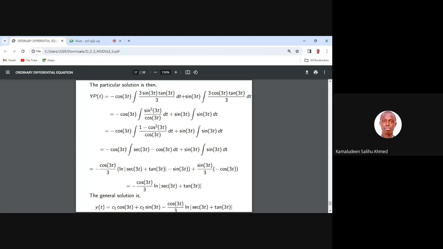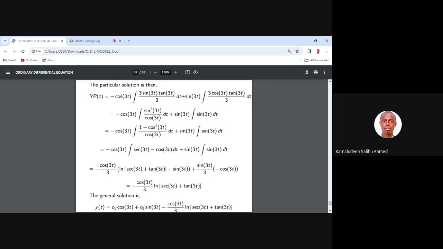But when you integrate what you have here, you differentiate what you have inside and divide it by this. That is why you have your 1 over 3. So then the integral of sine 3t itself is now negative cos 3t. So I break this down to this level. So you now have minus cos 3t over 3, ln sec 3t plus tan 3t. So then the general solution is now this.